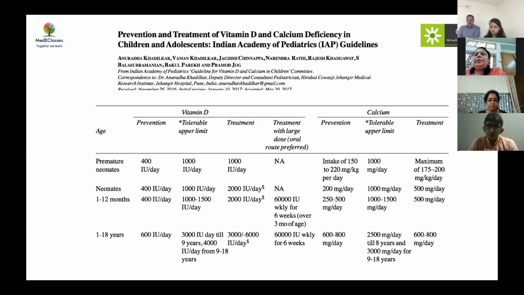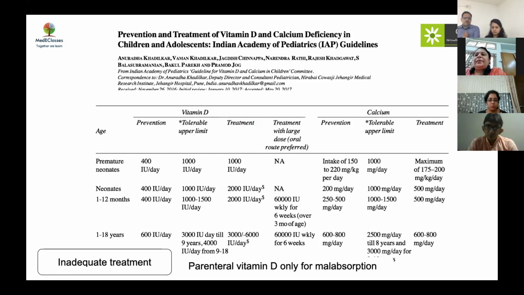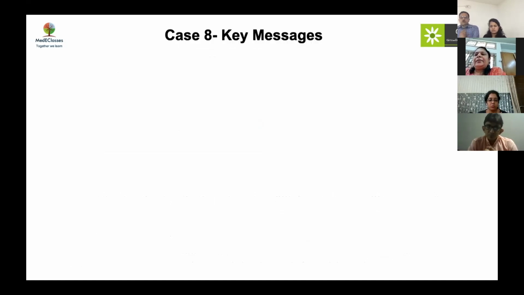So I think clearly what we see is that this is an inadequate treatment which was given. So we should not label everybody as refractory rickets, because you need to evaluate a lot in that perspective. And if somebody is having malabsorption, then only you should think of parenteral vitamin D. I think that's what Dr. Pradeep is wanting to say. And this is inadequate treatment. So Dr. Pradeep, are you there?